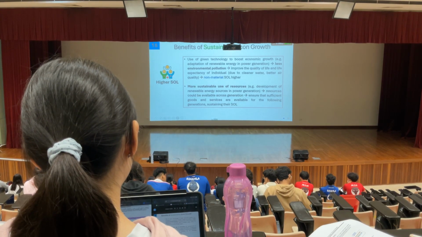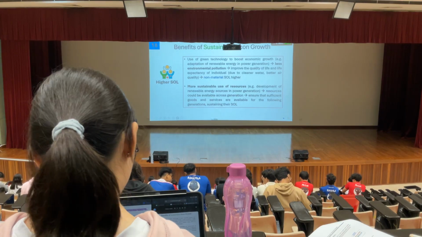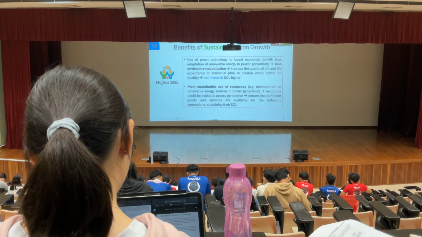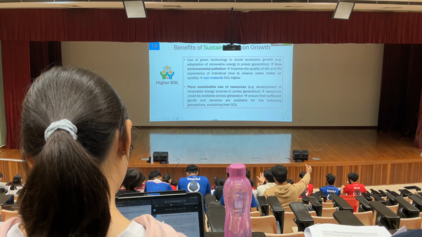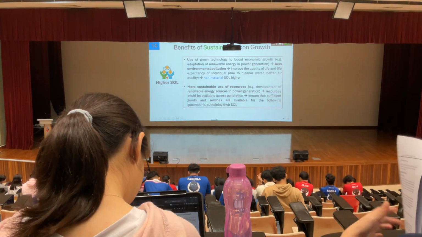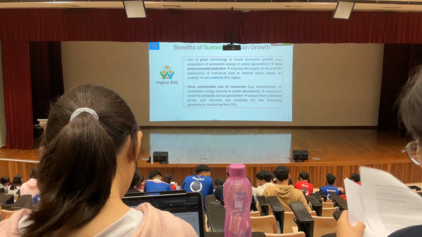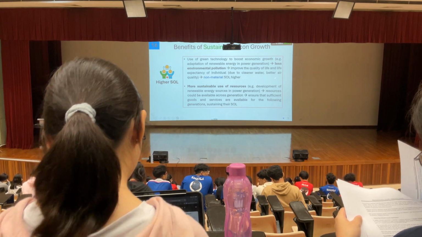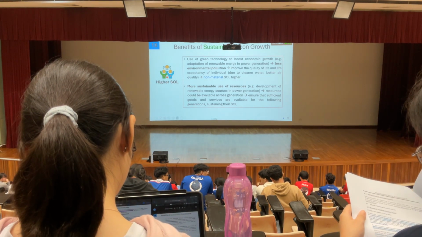Now, what are the benefits of achieving sustainable economic growth? Okay, higher standards of living. When the government uses green technology to boost growth, like they use renewable sources of energy to generate electricity, right? It will create less pollution. Okay? When you create less pollution, it can improve the quality of life of the people because they breathe in cleaner air, cleaner water, right? To consume, so your non-material as well will be higher.